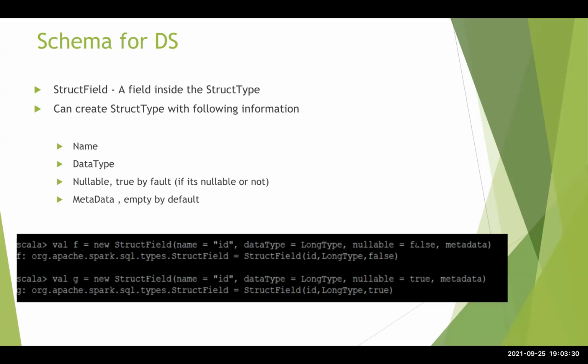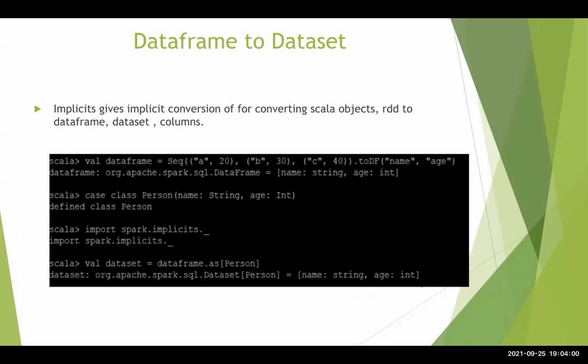If you pass nullable equal to false, and this struct field will be part of some struct type, and you assign the struct type to some data frame or data set, and if that data set has the ID column as null, because nullable is equal to false, then it will throw an exception and it will fail. Here I'm passing nullable equal to true.